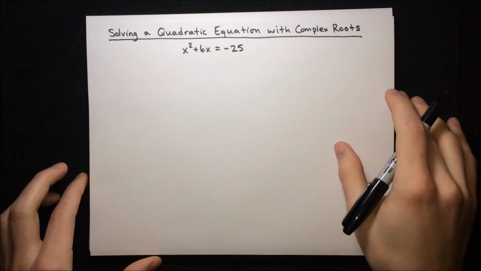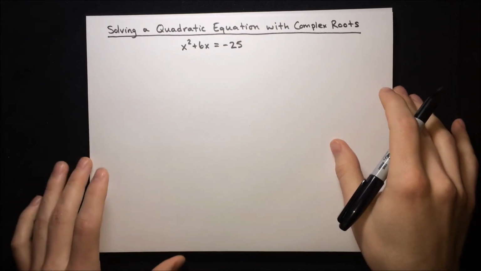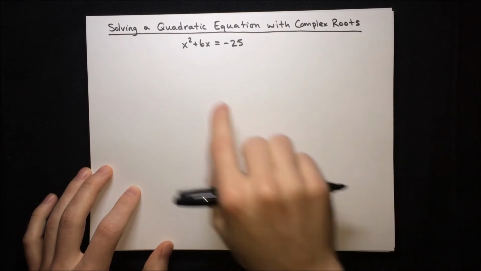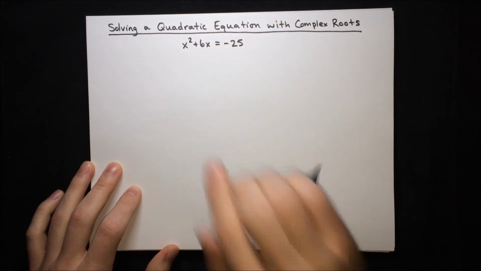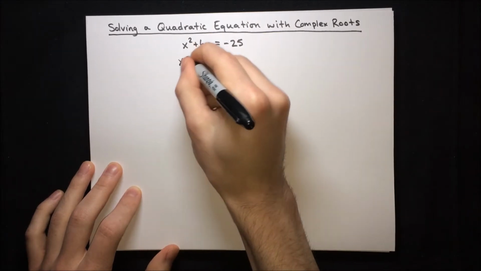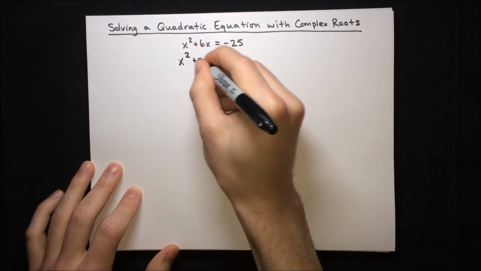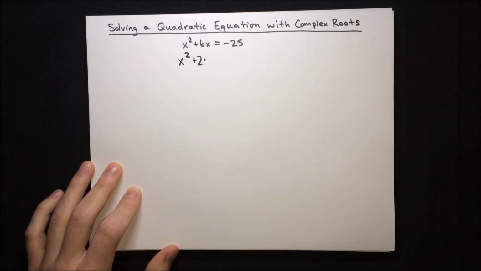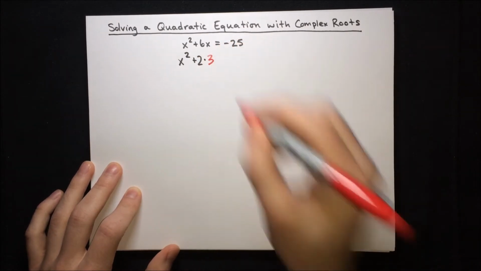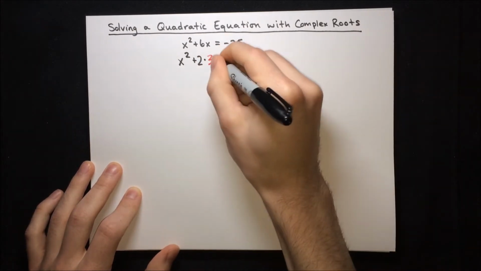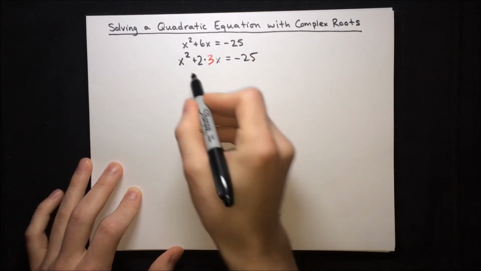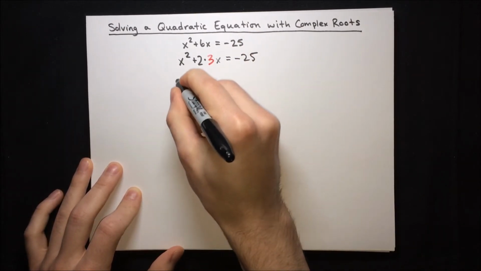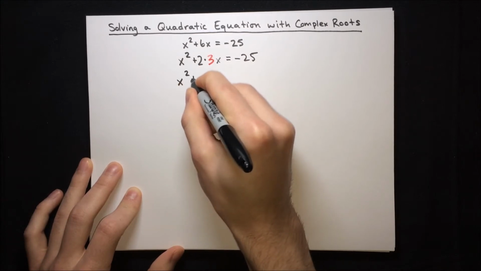Another option for solving quadratic equations with complex roots is to use completing the square. So to complete the square on this equation here, we can start by breaking our 6x term into 2 times 3x. And now to create a perfect square on this side, we can add 3 squared to both sides.